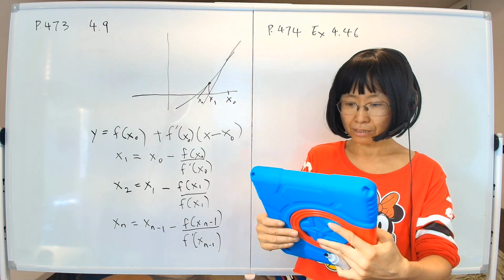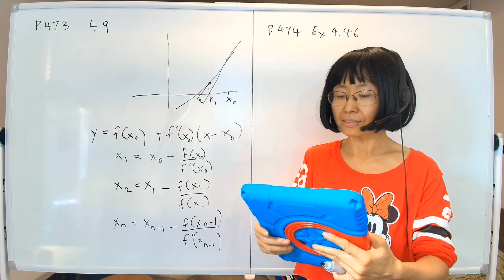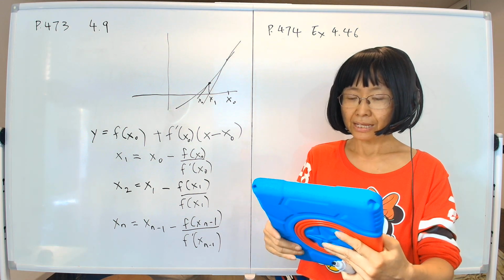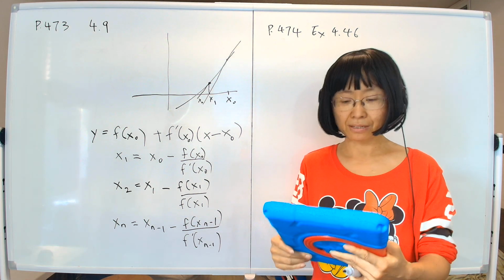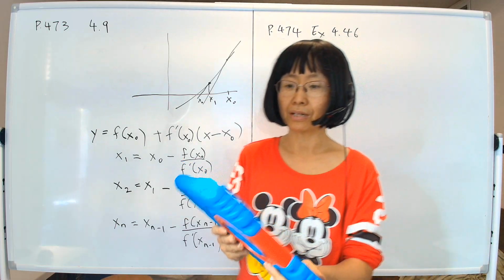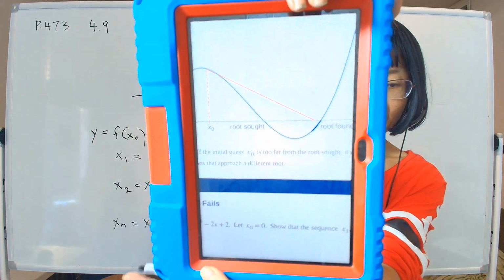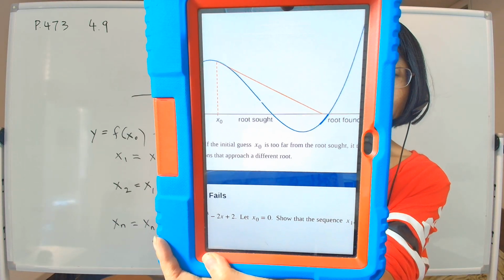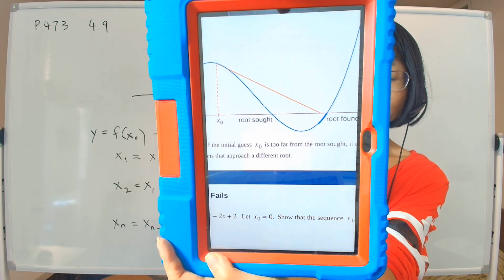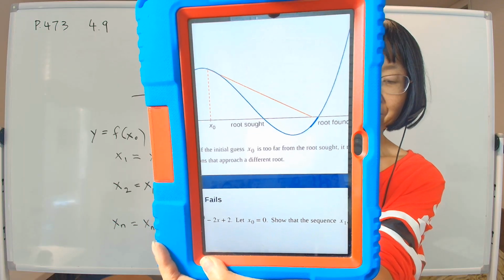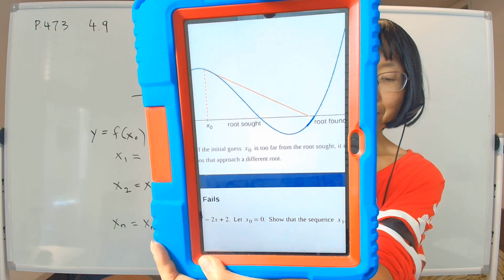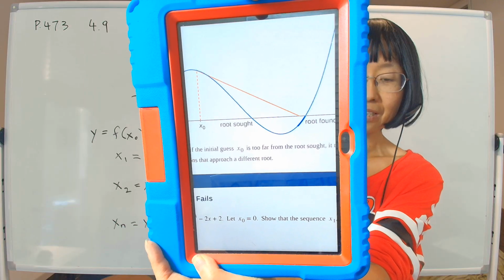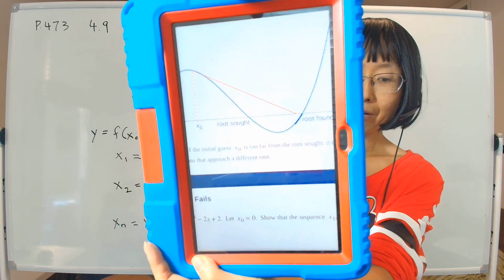Like, for example, oh, actually no, that's not necessarily true, I guess. For example, sometimes there might be a mishap in Newton's method. For example, in this case, you have x0, and you're looking for the root, called the root sought, and it just happens that the tangent went somewhere else. That is possible. How do you handle that?